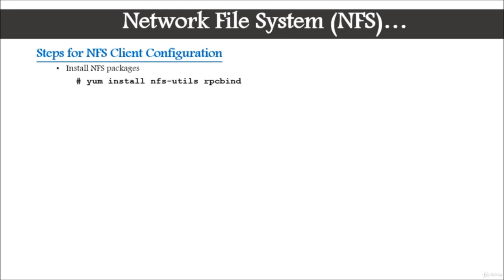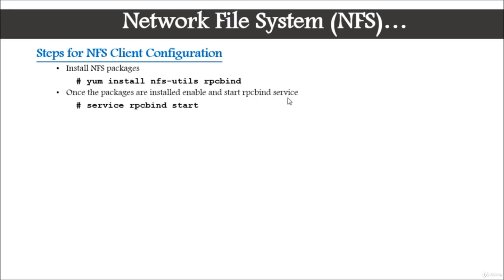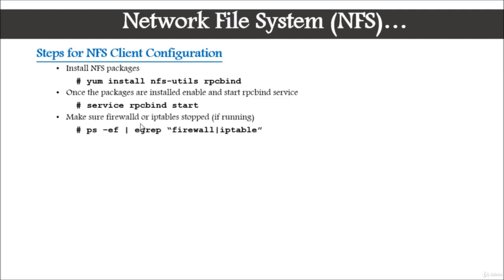So what we're going to do is install these packages: yum install nfs-utils rpcbind, same packages as the NFS server. Then, once the packages are installed, enable and start the rpcbind service. Make sure only this service has to be up and running. Then make sure there is no firewall or iptables running on the client. Then we will run the showmount command to see what is available for me to mount.